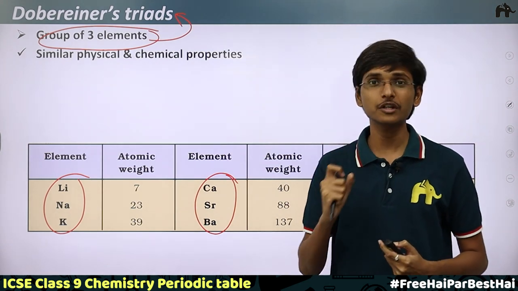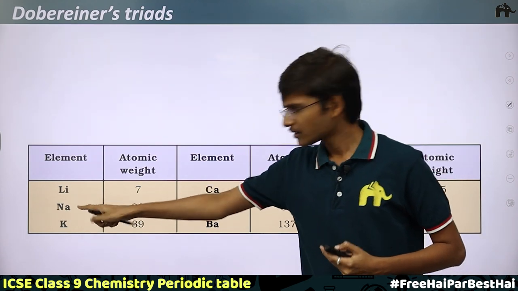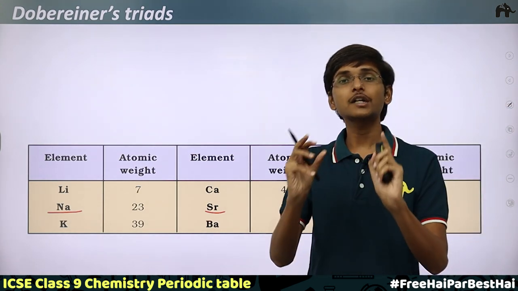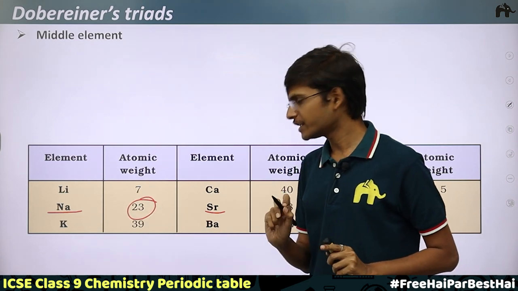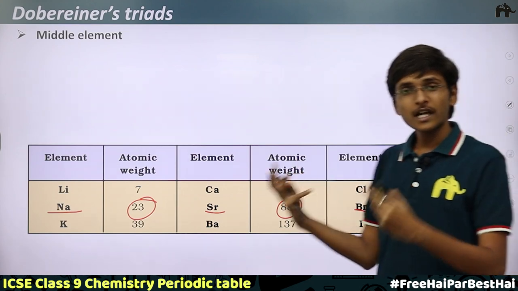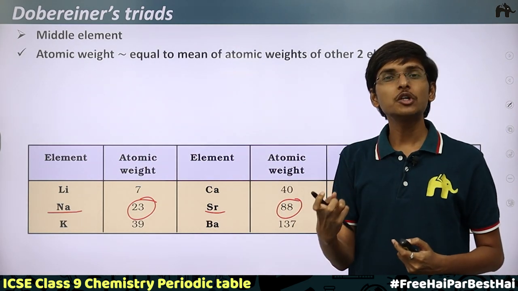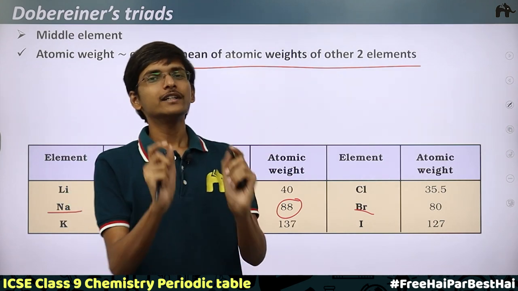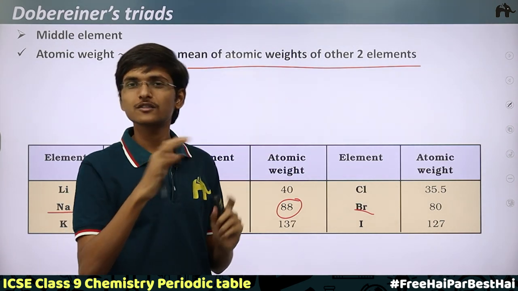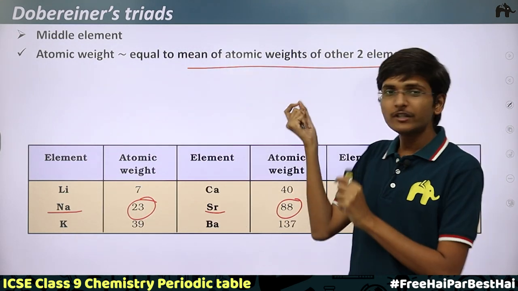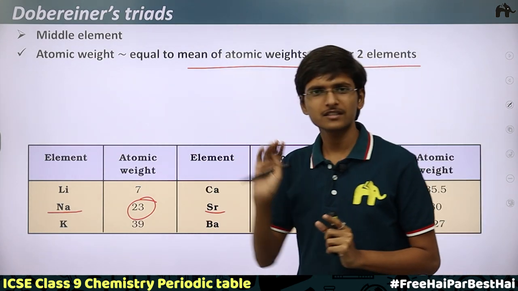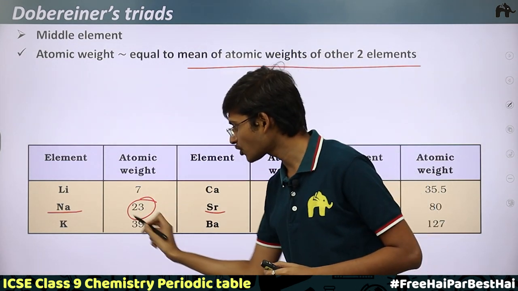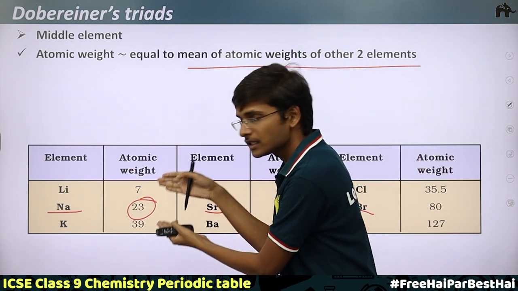Now, the interesting thing he told about the triad was about the middle element of the triad, like sodium, strontium or bromine. This middle element had an atomic weight, like here it is 23, or here it is 88, which is approximately equal to the mean of the atomic weights of the other two elements. Now you would say, sir, give us a minute to understand what you're saying. Don't worry, I'm going to decode this for you. What Dobereiner told us is that the middle element has an atomic weight which is the mean of the atomic weights of the other two elements.